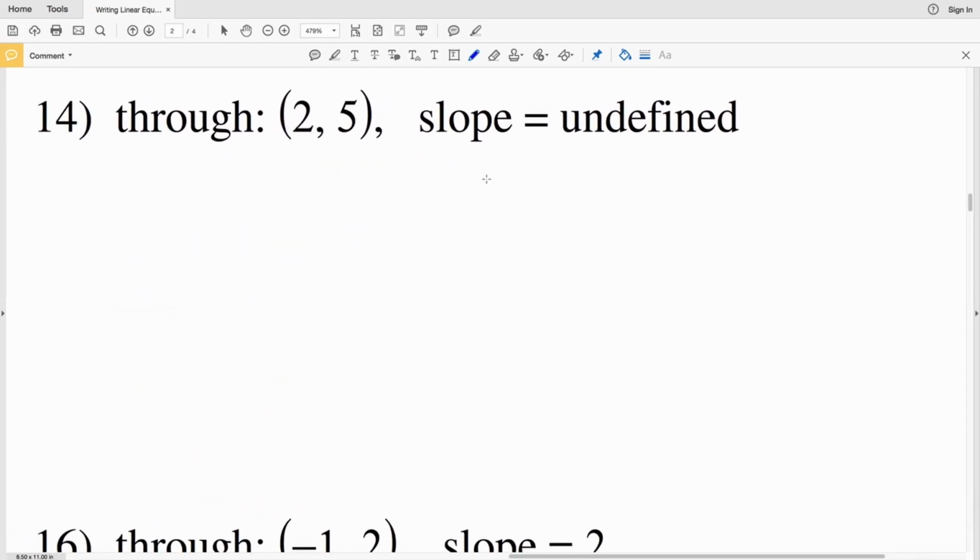Number 14 is relatively easy. The slope is undefined. And remember, an undefined slope is a vertical line. And a vertical line would be x equaling some number. That's saying that for whatever y value you have, x is always going to be the same. That's what creates that vertical line. But if we're going through the point 2, 5, then that x is going to be equal to 2.